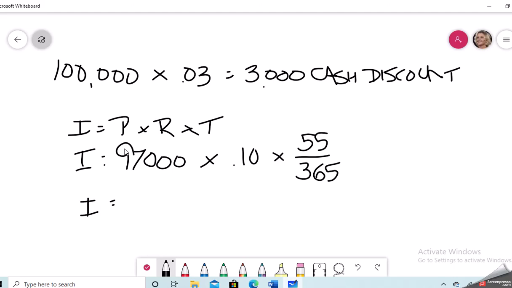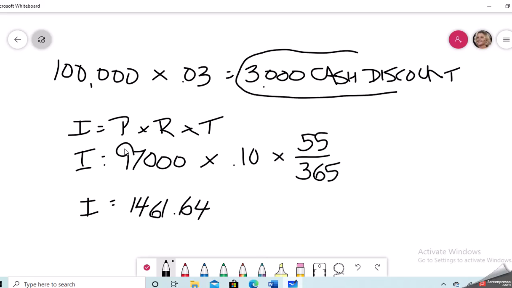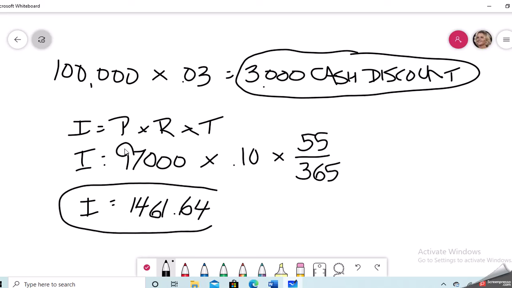Now if we simplify that, we take 97,000 times 10% or 0.1 times 55 divided by 365, that gives us $1,461.64. So again, we're going to compare. Here we get a $3,000 cash discount. Here we pay the bank in interest. The difference, though, is still money ahead.